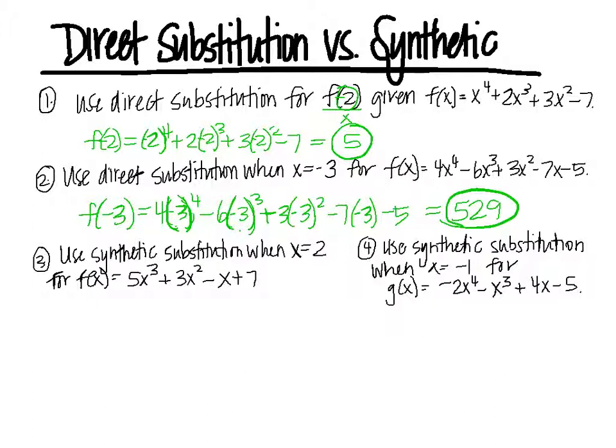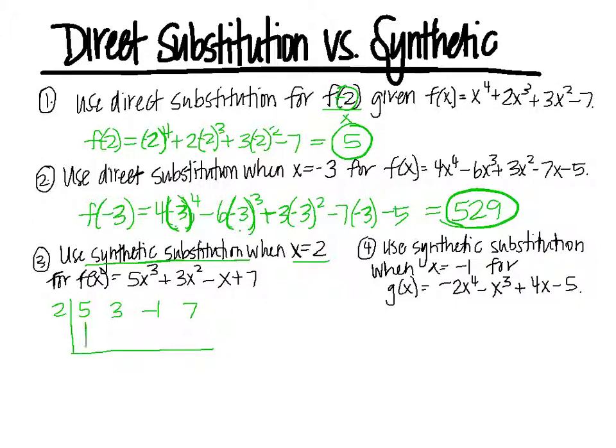This synthetic substitution basically brings us back to synthetic division, and we're going to get a similar answer. So if we gave you the value of 2 for synthetic division, we'd put 2 outside the box and we'd put our coefficients. 5 is the cubed term, 3 is the squared term, -1 is the single x term, and then 7 is our constant.